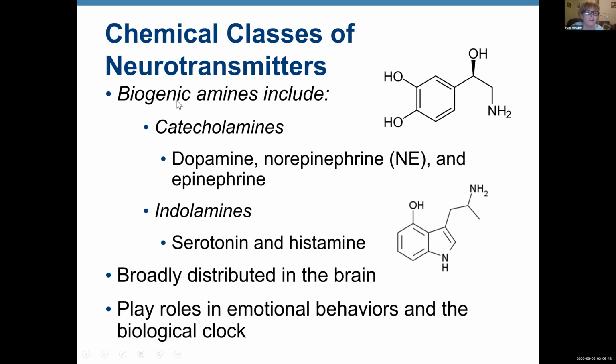So that's a very common neurotransmitter, acetylcholine. Then we have biogenic amines. Biogenic amines means they have this amino group, NH2, you see this NH2? So those are biogenic amines, and they include catecholamines, very famous: dopamine, epinephrine, norepinephrine, and also serotonin and histamine. So many neurotransmitters are biogenic amines, and they have this amino group. They are broadly distributed in the brain and play a role in emotional behavior and the biological clock.